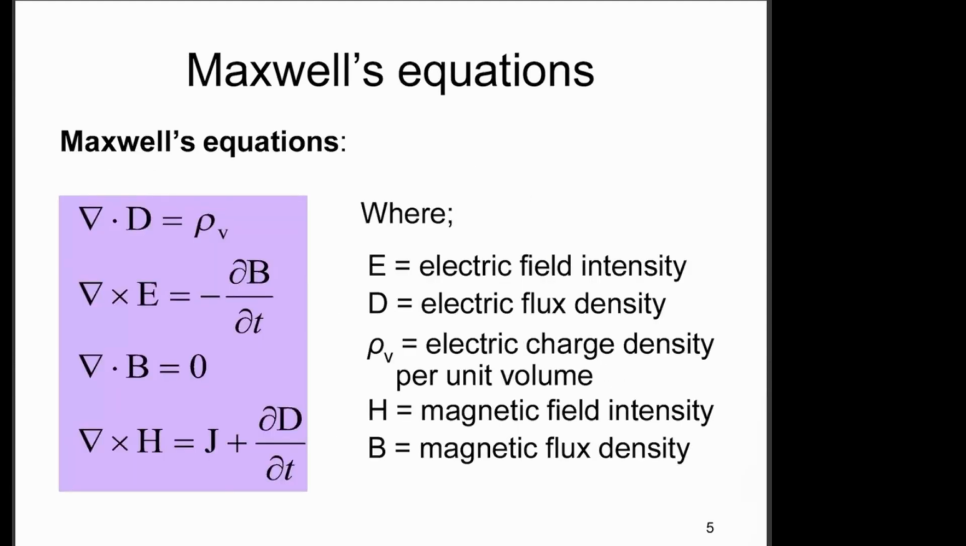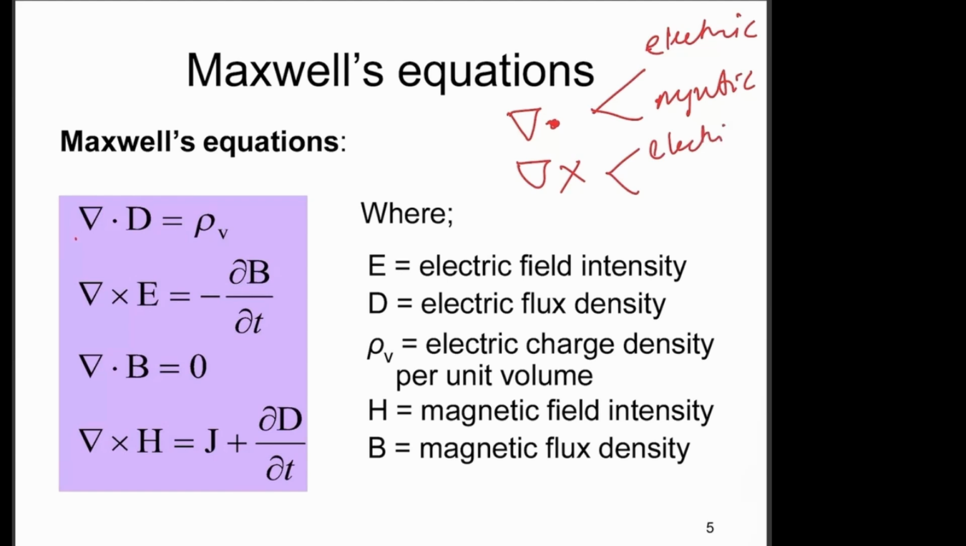We have 4 equations. The Maxwell equations involve the dot product and also the cross product of the electric and magnetic fields. We want to study the behavior of electromagnetic fields. There are two components in an electromagnetic field: electric and magnetic. So we deal with the dot product and the cross product. The cross product we sometimes call curl, C-U-R-L, and the dot product, divergence.